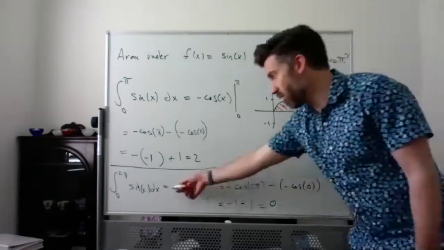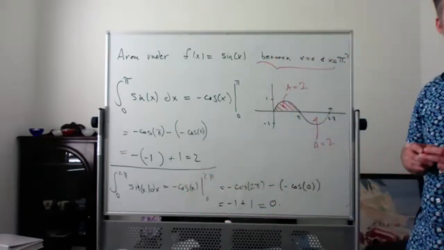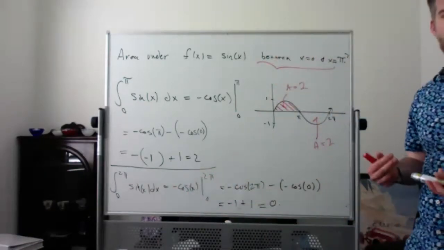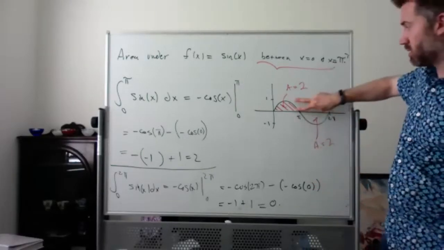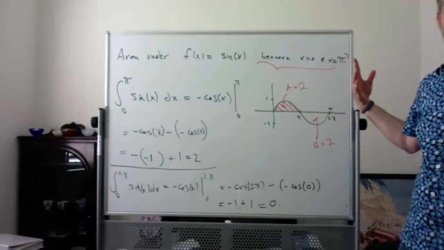So this integral here, the integral from 0 to 2 pi of sine of x, is what's called the net area above the x-axis and below the curve. So the area here is 2, the area here is -2. When you put them together, you get 0.